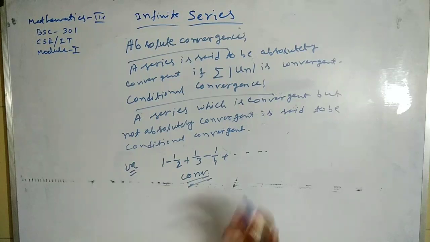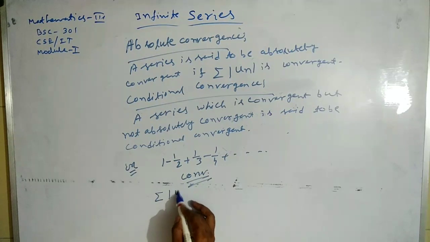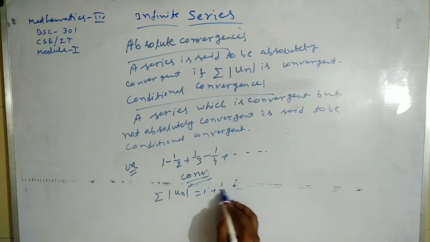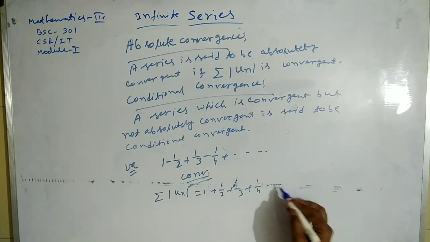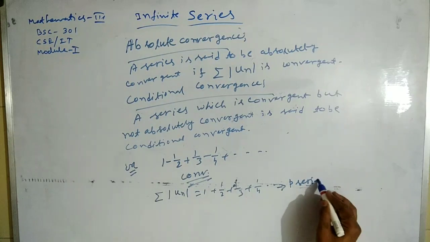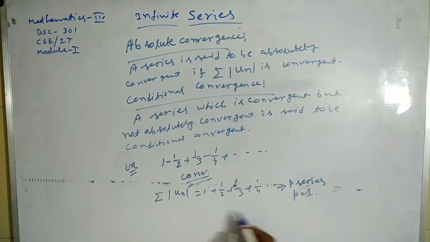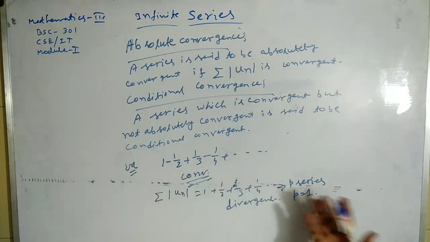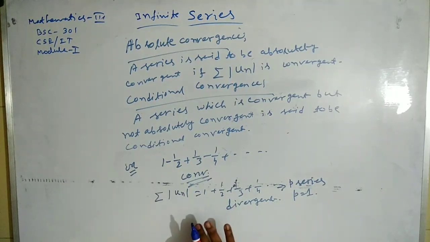Now to check whether this series is absolutely convergent or not, we have to check the convergence of summation of mod un, that is 1 plus half plus 1 by 3 plus 1 by 4, this series, and this is a p series where p equal to 1. We know that if p is less than or equal to 1 in a p series, then the series is divergent. So we see that the given alternating series is convergent but not absolutely convergent. After taking modulus, it is not convergent, it becomes divergent.